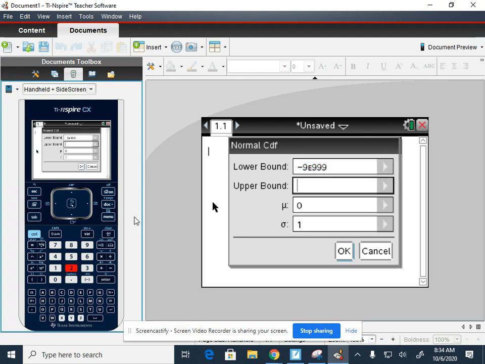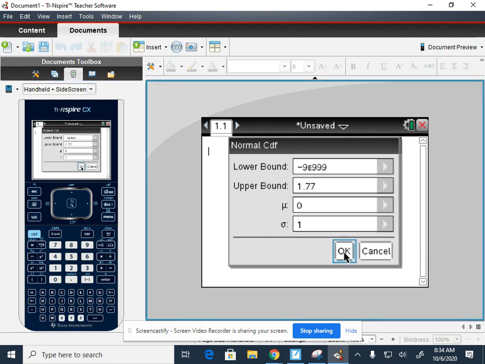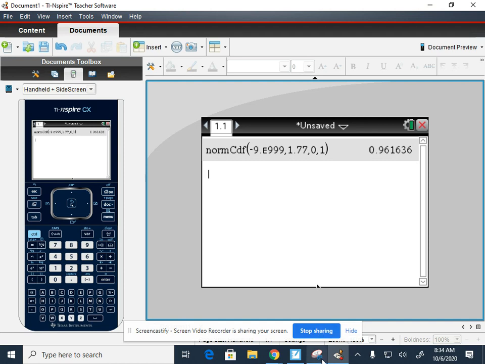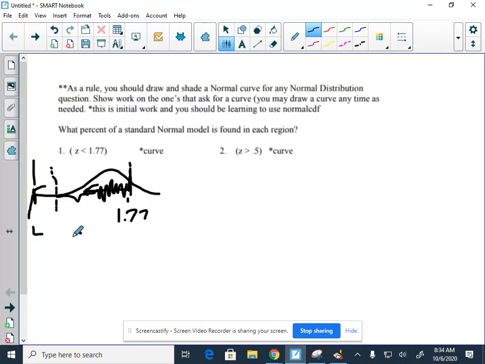So we go from negative 999 to 1.77. The negative 9 is already in there. It's 9E99999. Doesn't matter. It can be negative 77. 77 standard deviations away would be enough. But then we're just looking for the area. This would be 96.1% is the answer for number 1.